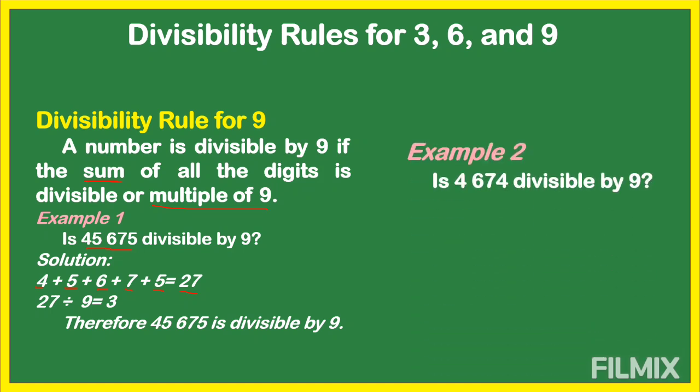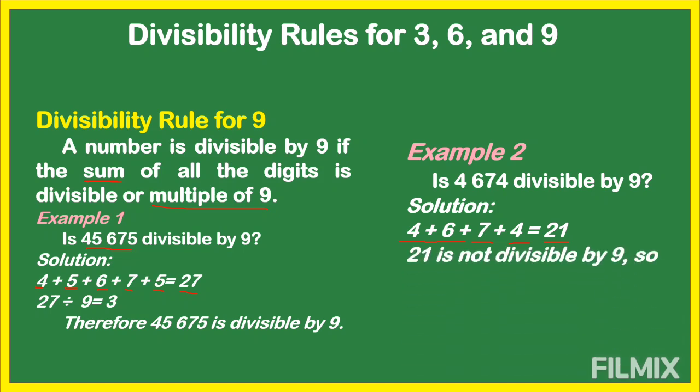Another example. Is 4,674 divisible by 9? Let's check. We add all the digits. 4 plus 6, that is 10. Plus 7 is 17. Plus 4 is equal to 21. Is 21 a multiple of 9? No, 21 is not divisible by 9. So, 4,674 is not divisible by 9.